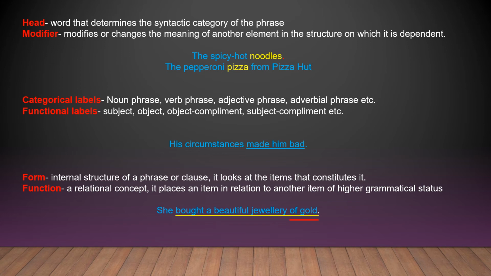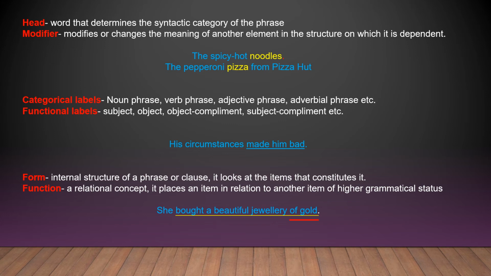So the yellow one is the head, which can stand independent, and it tells you which syntactic category, which phrase category, it belongs to. Because noodles is a noun, that's why this whole phrase will be a noun phrase.